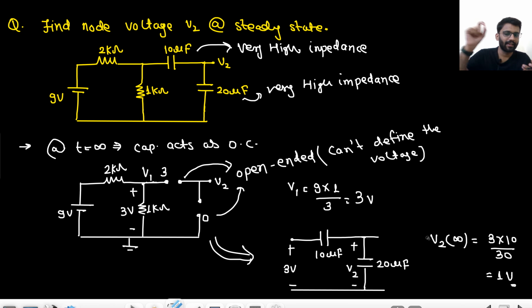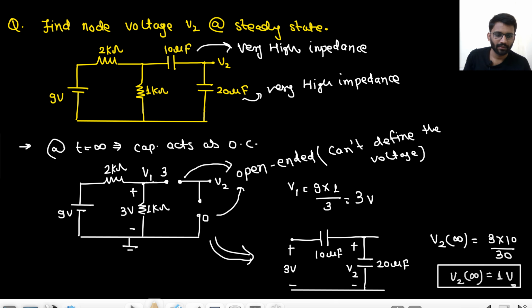So we have divided like 10 by 30 into 3. So it would be 1 volt. Are you getting my point? I hope you have understood my point. Okay, so this will be your final answer. 1 volt is your final answer. So V2 at infinity is 1 volt.